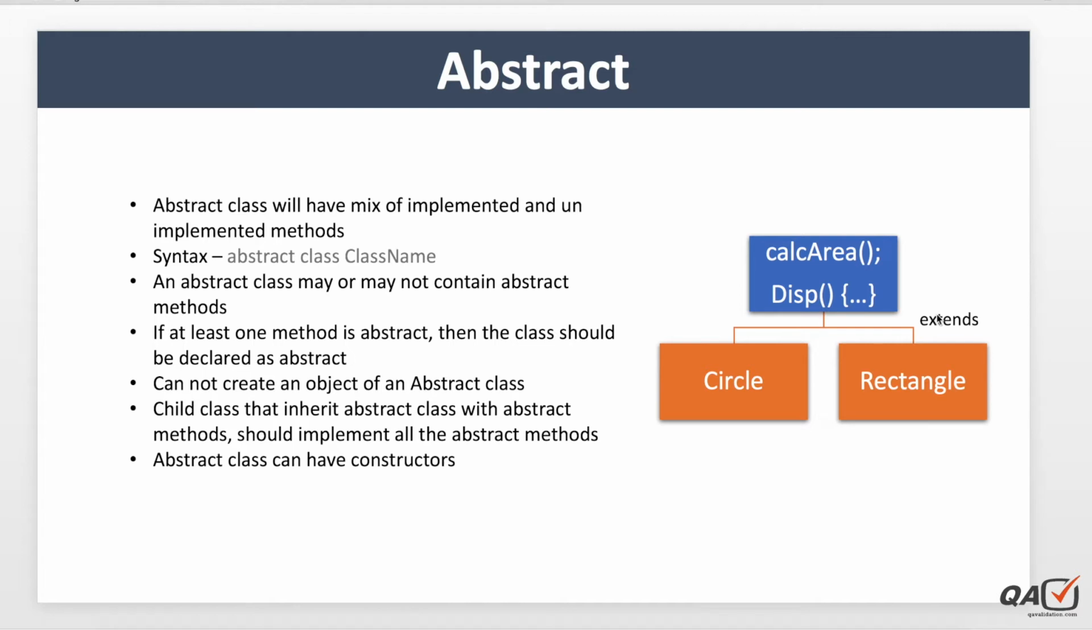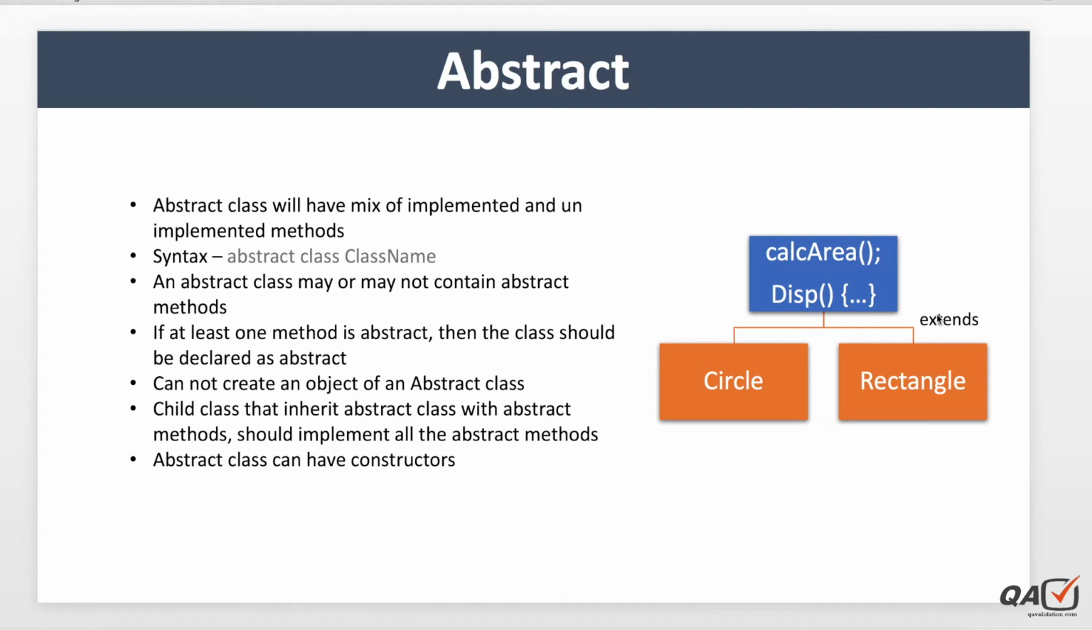An abstract class will have a mix of implemented and also unimplemented methods. It will give you basic guidelines, and along with those guidelines it will show you the implementation as well. So it's kind of a hybrid of implemented and non-implemented methods. And the syntax for this: you know how to declare a class name. For an abstract class, you just need to add a keyword called abstract.